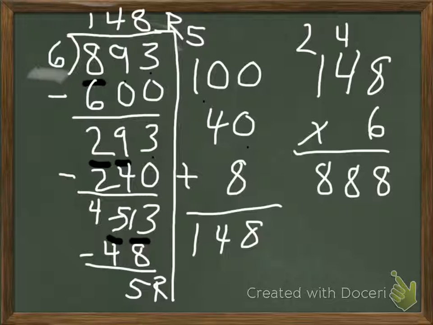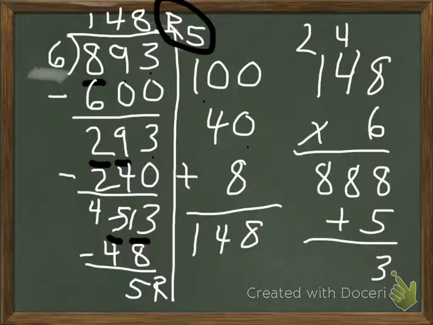So now I have to add on my remainder 5 to make sure that it's going to add up to 893. And if I do add that on there, you can clearly see it's going to be 893. So I did divide it correctly. I've checked my work. Well, one thing I like my students to do is to write, instead of a remainder 5, to write the remainder as a fraction.